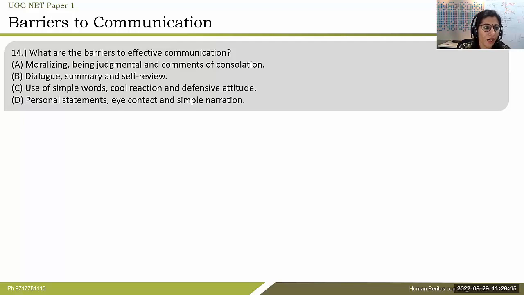All right. What are the barriers to effective communication? A straight question is given, with no statements A, B, C to analyze and no multiple statements. It itself becomes an easy question when you straightforwardly have only 4 options given, and you do not have to pick out which of A, B, C, and B, C, D are true and false. So what are the barriers to effective communication? Moralizing, being judgmental, and comments of consolation. See, if you are very well versed with the barriers, you will straightforwardly mark option A as the correct one. You won't even go to the other options to see what is given there.